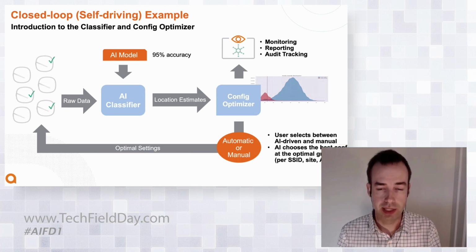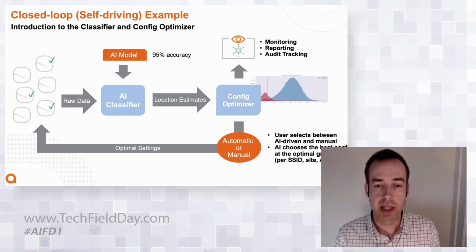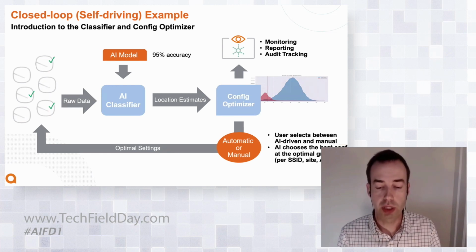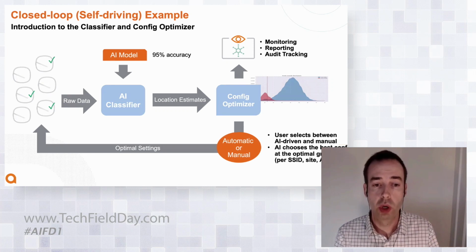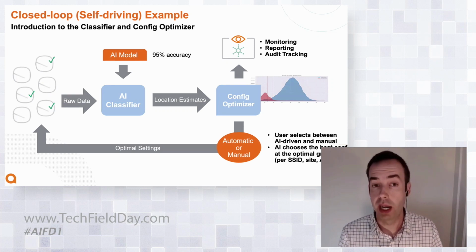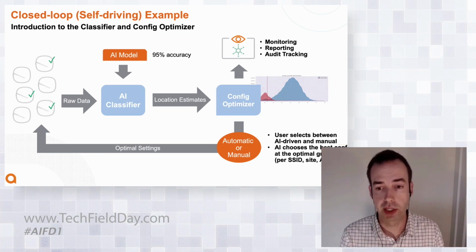It does this at exactly the right granularity. And by that, I mean, it has separate optimizations for each SSID, for each network that's actually configured, because customers may want their IoT network to behave differently than, let's say, a guest network. You can be more aggressive on a guest network.